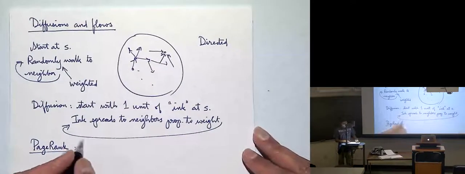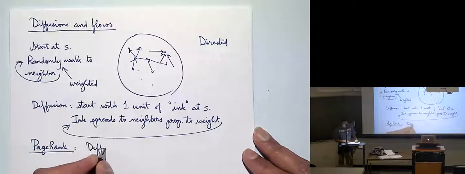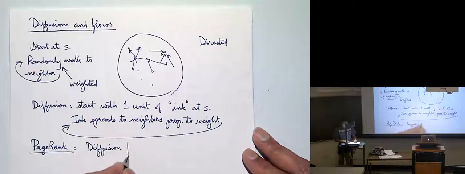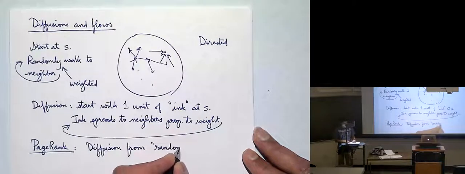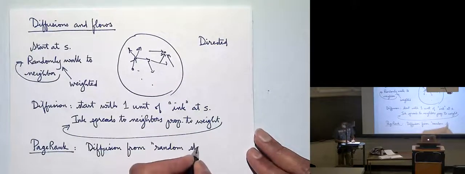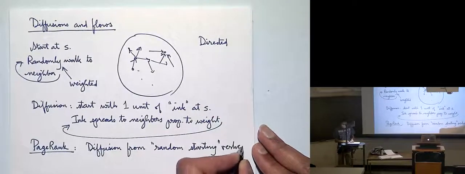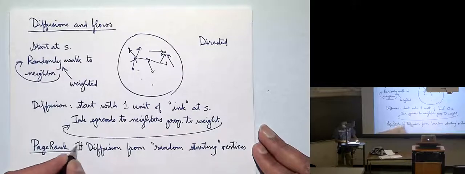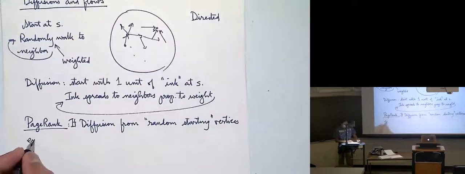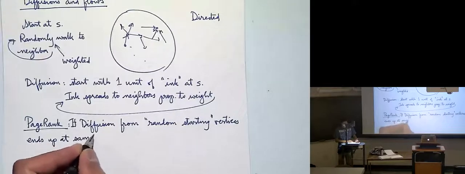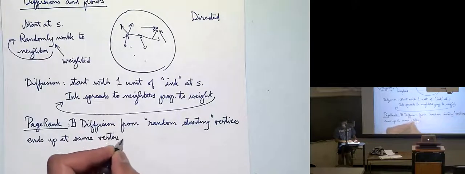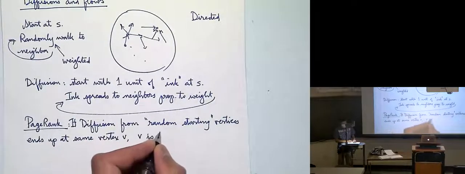So the concept of PageRank is diffusion from random starting points, random starting vertices. Or I'd say if diffusion from random starting vertices ends up at the same vertex, V, then V is important.